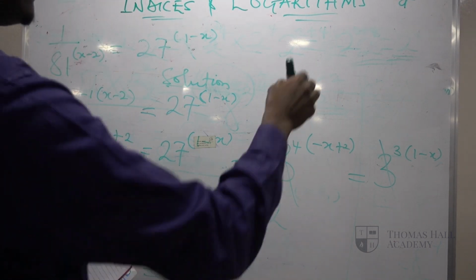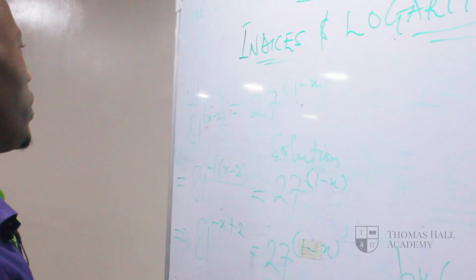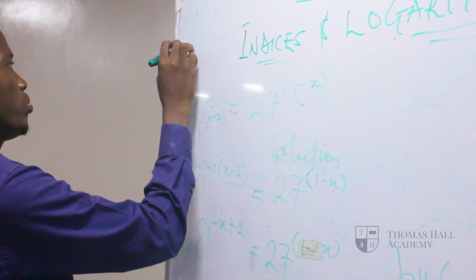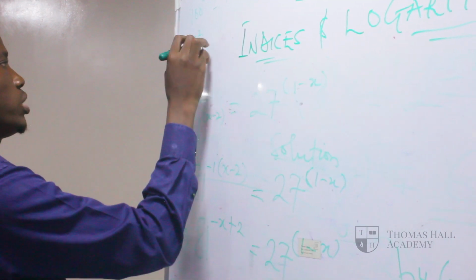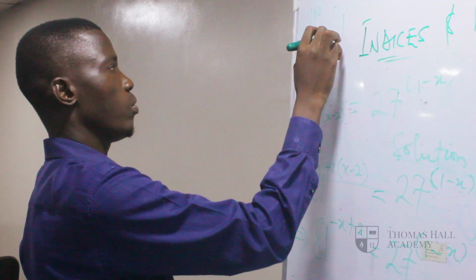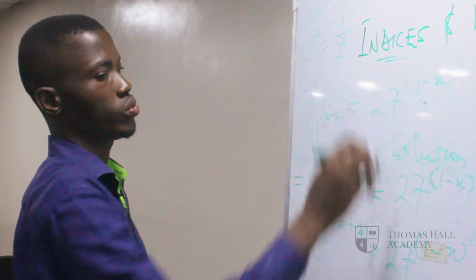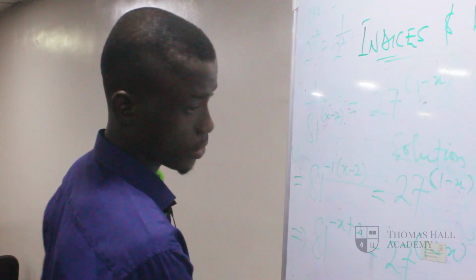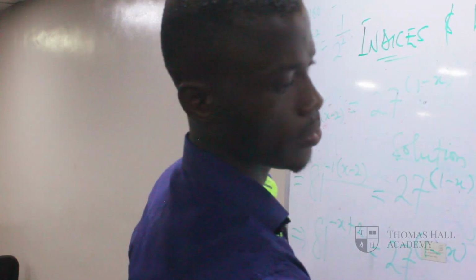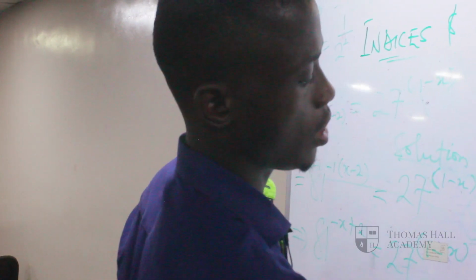I also said something about the negative index. For example, 2 raised to power minus 2 is the same thing as 1 over 2 raised to power 2. The minus becomes 1 over. I hope that's simple enough.